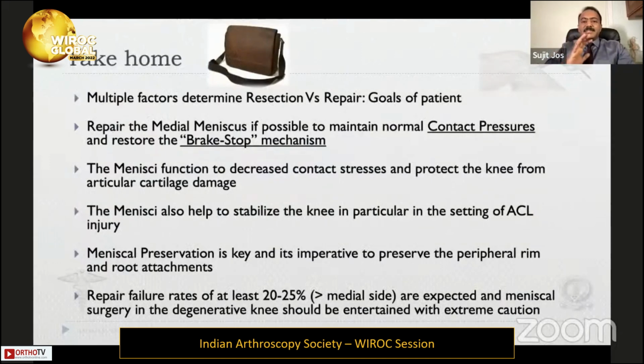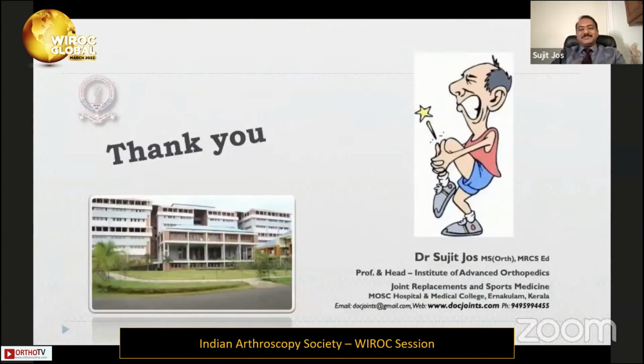Take home: multiple factors determine repair versus resection, and goals of the patient are very important, and age. The medial meniscus, if possible, should be repaired to maintain control of the contact pressures and to restore the brake-stop mechanism. Meniscus functions to decrease the contact stresses and protect the knee. Meniscus helps to stabilize the knee, in particular in the setting of an ACL injury, and meniscus preservation is the key. Repair failure rates of at least 20-25%, more on the medial side, are expected, and meniscus surgery in a degenerated knee should be entertained only with extreme caution.